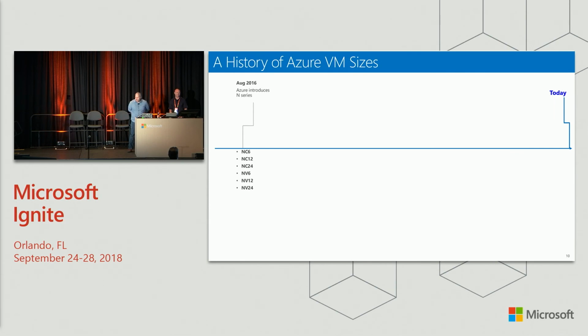Moving forward, in 2016 we introduced the N series of sizes. N within Azure represents our GPU-based sizes. These are today all based on NVIDIA, so that's where we got some of the inspiration for the N size. We also introduced the notion of a second letter, which indicates what type of GPU it's for. For example, the C is for GPU-based computing. The V is for visualization.